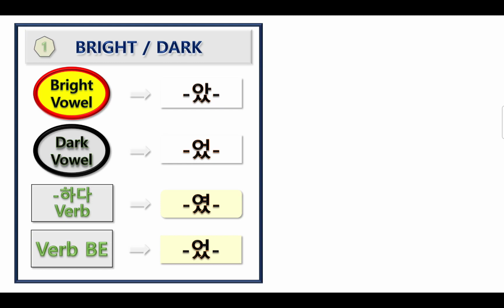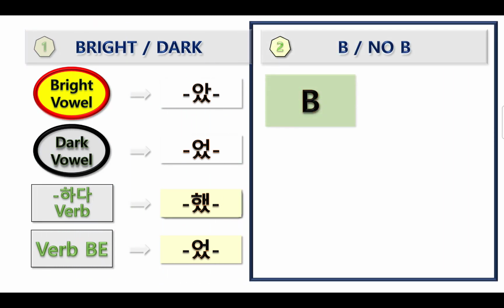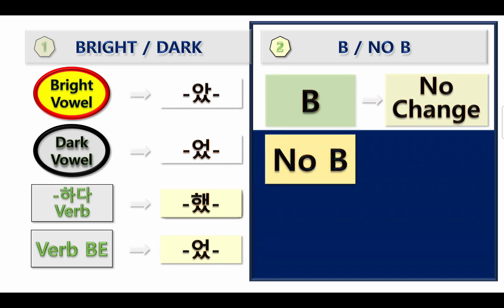So later, when ha combines with 였, ha 였 together becomes 했. So you can also memorize it this way: 았어요, 었어요, 했어요. 았어요 is bright vowel, 었어요 is dark vowel and verb be, and 했어요 is the 하다 verb. And step two is 받침, no 받침. When the root verb has 받침, no change, and with no 받침, it is exactly the same. Contracted, double R becomes one R.